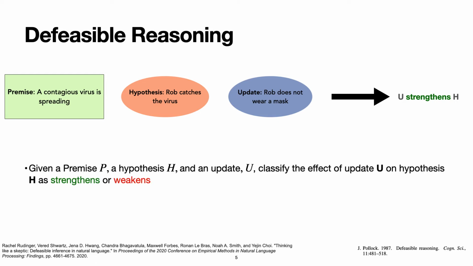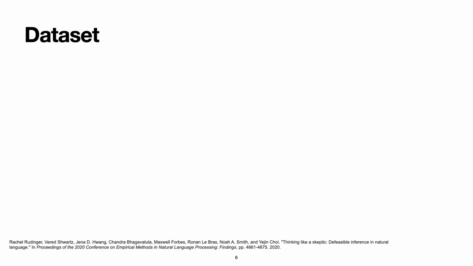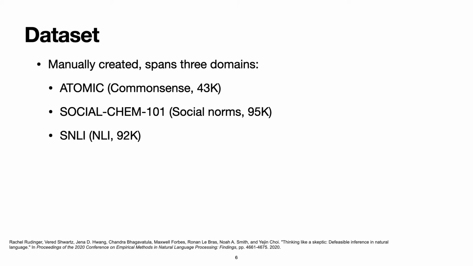So formally, the task is as follows. We are given a premise, a hypothesis, and an update, and we want to find out if the update increases the probability of the hypothesis as opposed to when we were given just the premise. We have a large data set for this task. Thanks to Rachel and team, they introduced a defeasible reasoning data set over three different domains, common sense, social norms, and NLI. And the data set is fairly large, spanning 40,000 to 90,000 rows for different domains.